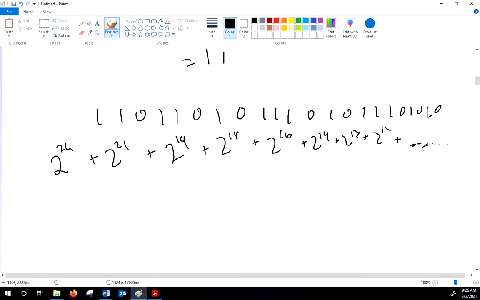Now, this is a pain for us to convert, but keep in mind, taking two of these big numbers and adding them, it'd still be really easy for us, right?